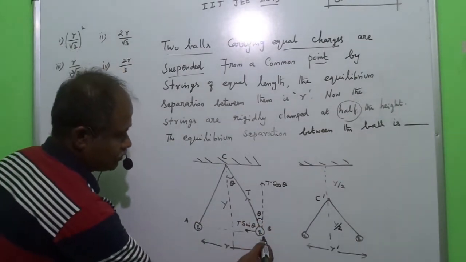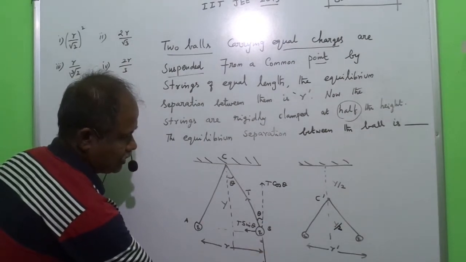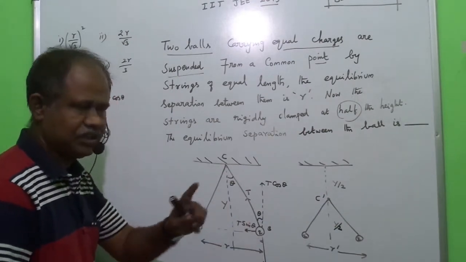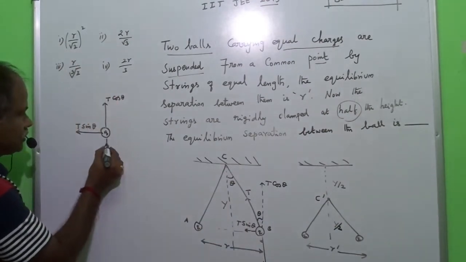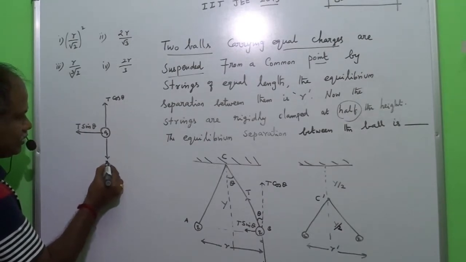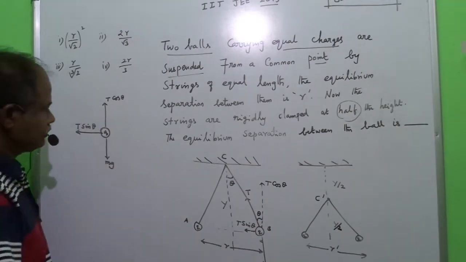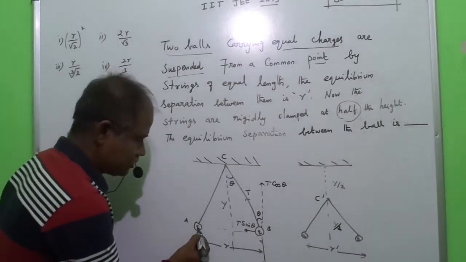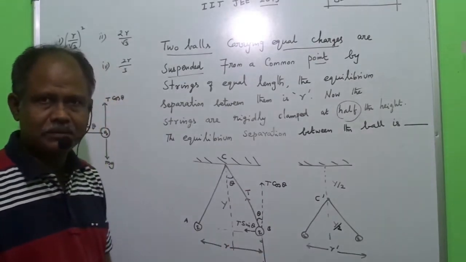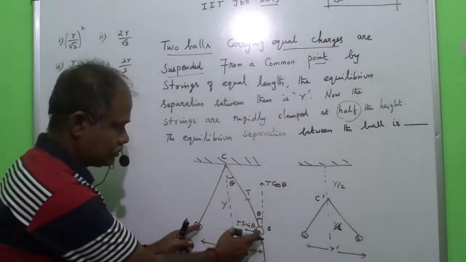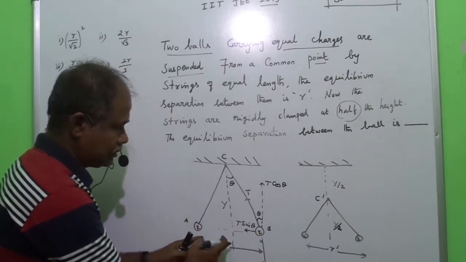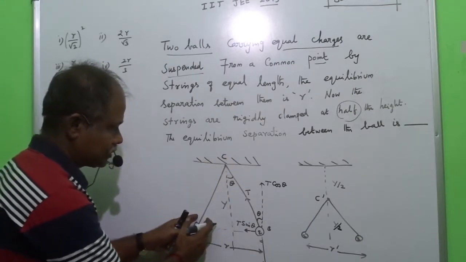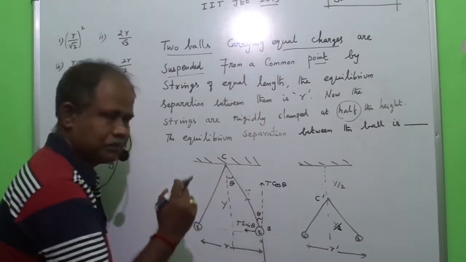There is another force which is acting in the downward direction. That is mass into acceleration due to gravity, nothing but a weight, mg. There is one more force. This is a charge. This is also a charge. There are two charges, separated by a distance r, placed at a common point with the string. This is also a string.